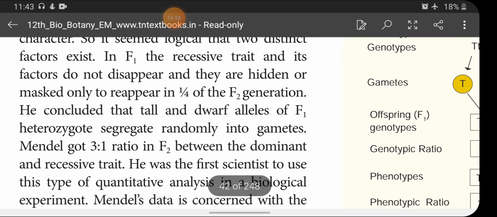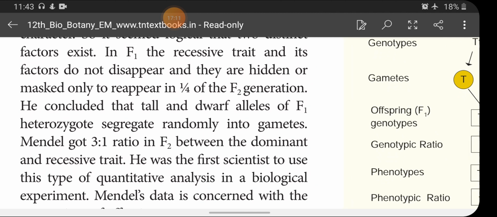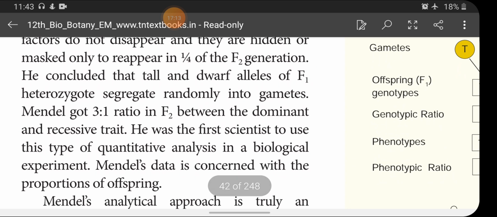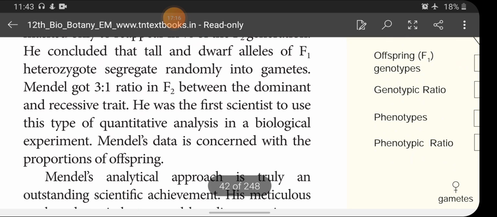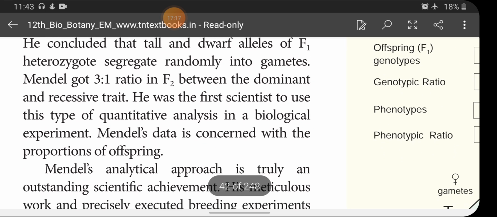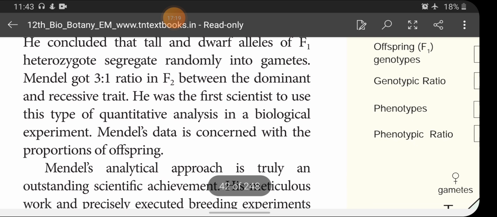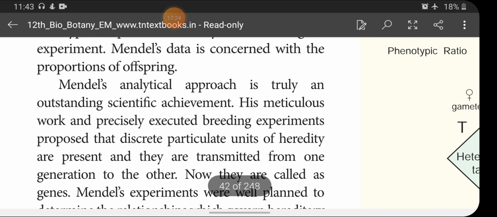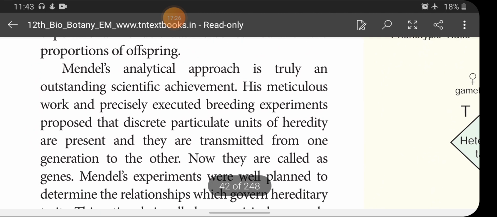He concluded that the tall and dwarf alleles of the F1 heterozygote segregate randomly into gametes. Mendel got a 3:1 ratio in F2 between the dominant and recessive trait. He was the first scientist to use this type of quantitative analysis in a biological experiment. Mendel's data is concerned with the proportion of offspring. Mendel's analytical approach is truly an outstanding scientific achievement.